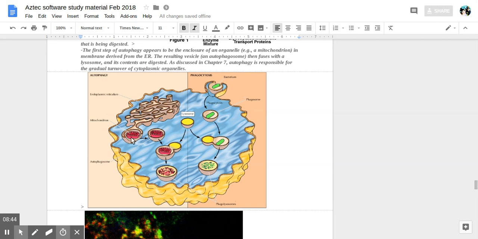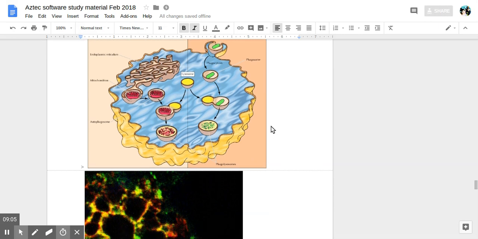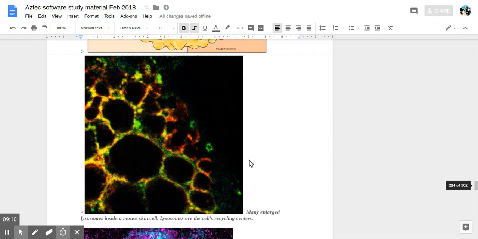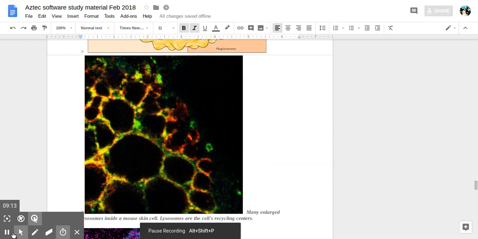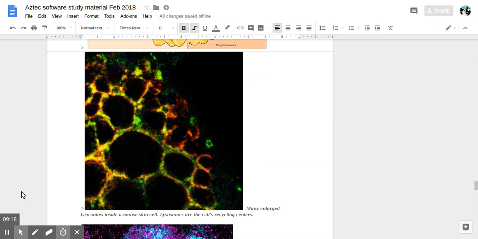As also, you may have organelles. The same thing may happen with them. So membranes budding out from the endoplasmic reticulum combine with the organelle, and the vesicle joins the lysosome for breakdown as well. So then here you have lysosomes inside a mouse skin cell. Their lysosomes are the cell's recycling center.